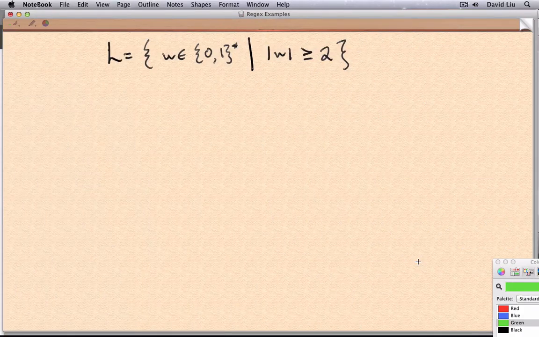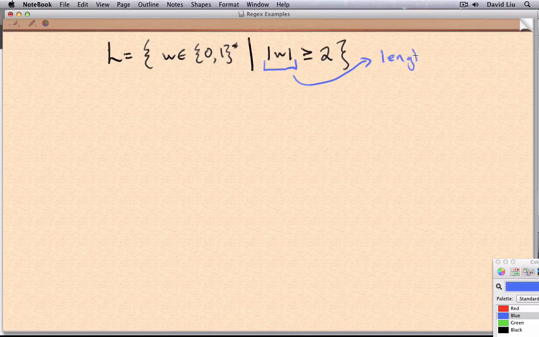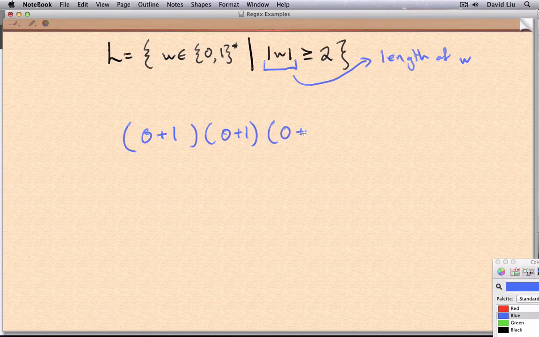And our last example. Here, there's a bit of notation, which I forgot to talk about in class. This really means the length of W. So L here is all binary strings with length at least 2. This one's a bit different because we're not talking about specifically what's in the string. We only want to match strings of a certain length. I want to match two characters. And then I don't care what happens next.